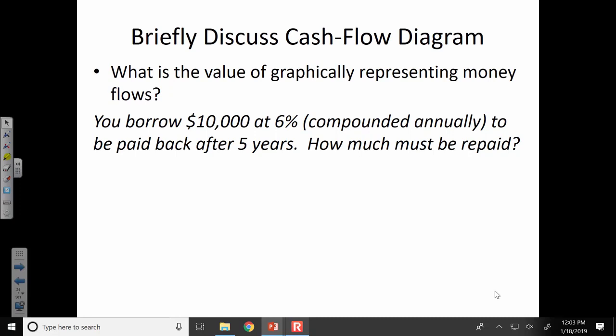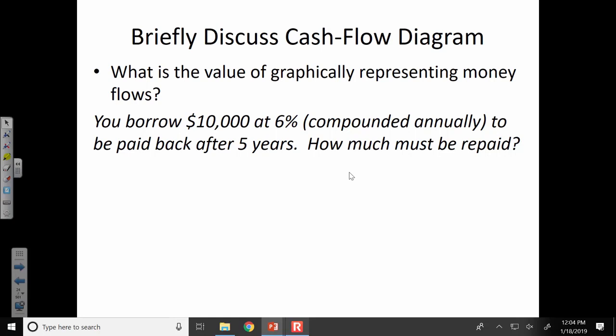Let's talk about cash flow diagrams and what they're for and why we have them. First of all, consider this very simple problem statement. This is about as easy a problem statement as we could write when it comes to time value of money type problems. You borrow $10,000 at 6% compounded annually to be paid back after 5 years. How much must be repaid?